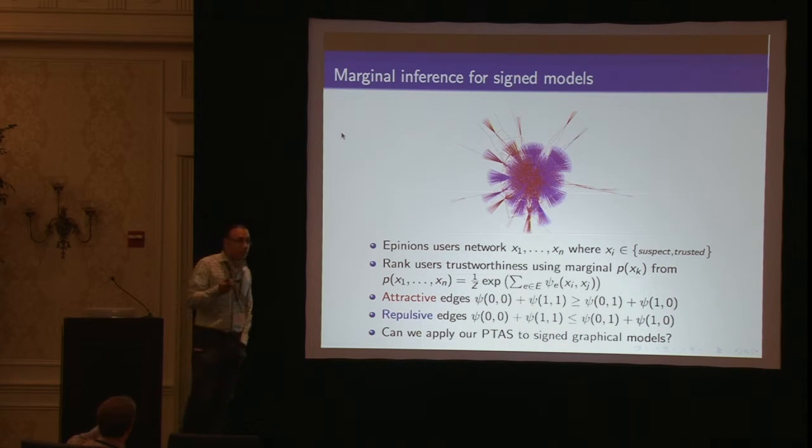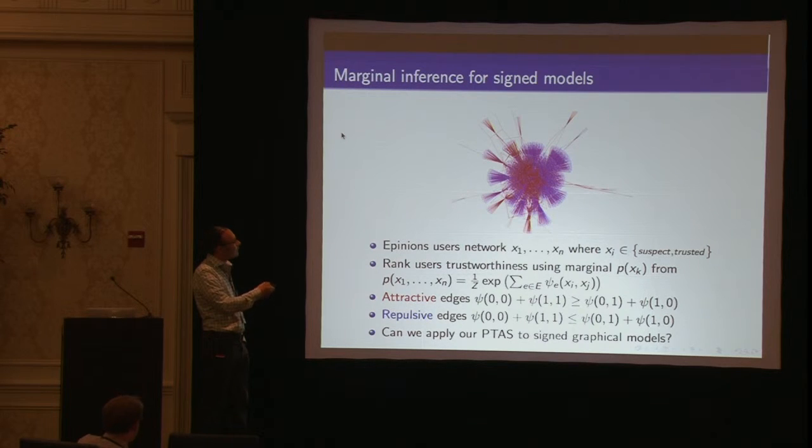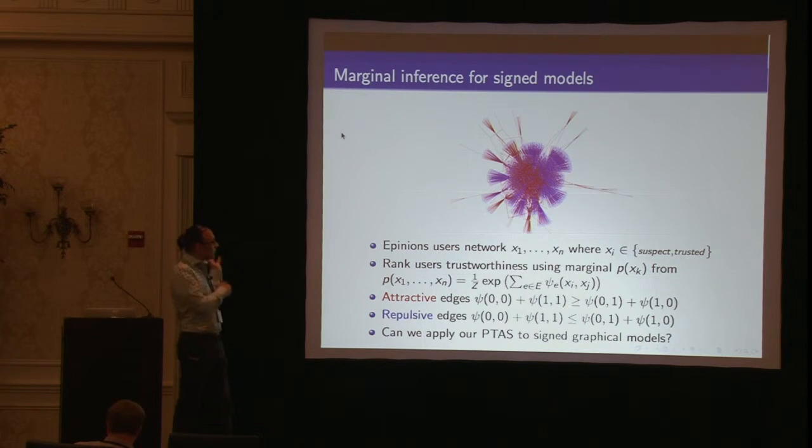We also looked at non-attractive models, so these signed models, and said let's compute marginals also for these models. So here we have Epinions. Instead of just having attractive edges, some users on Epinions are friends, and some users are sworn enemies. You can download this network and say, OK, red edges mean these guys are friends, blue edges are enemies. We'd like to use these types of algorithms that we just described before, but it turns out for signed models, you can't get a polynomial time algorithm.